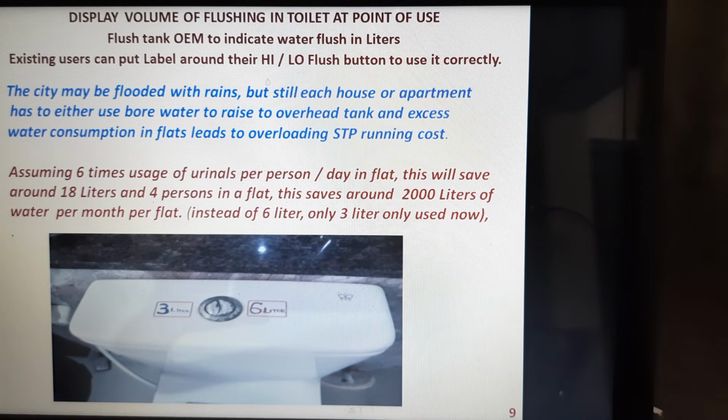So definitely, with the 6 liter or 3 liter option, the flush tank OEMs have to give only dual flush mode. The government, the Jal Shakti ministry, has to instruct the flush tank OEMs to have only dual flush mode in the flush tanks. The dual flush mode also needs to be displayed, whether it is 3 liter or 6 liter, so that the user will conveniently use 3 liters many times a day and 6 liters only once or twice a day.